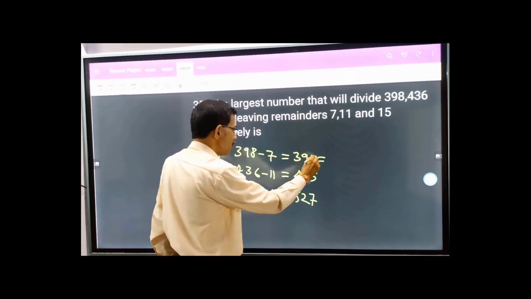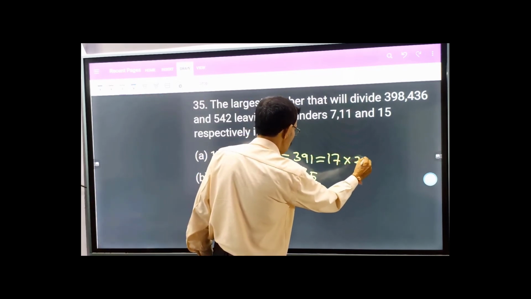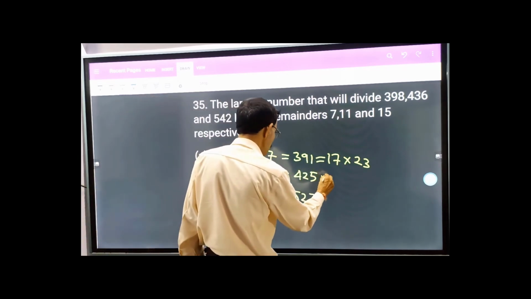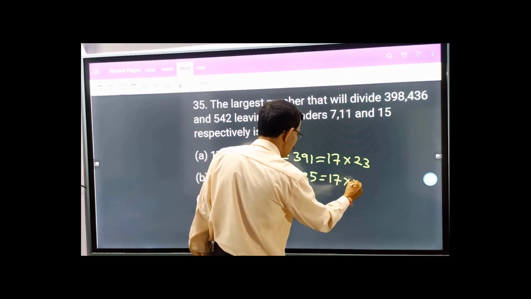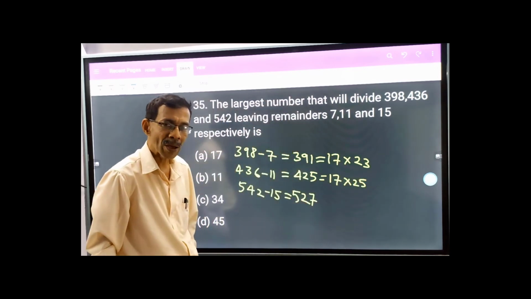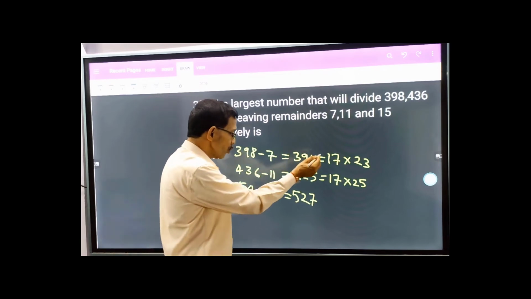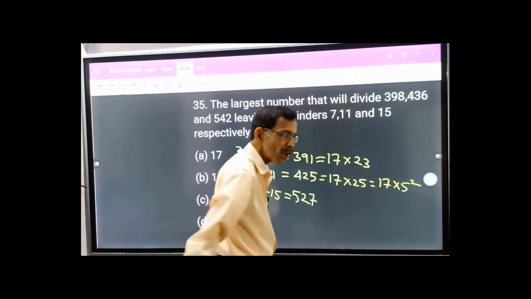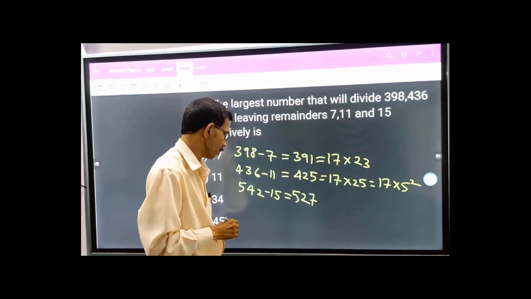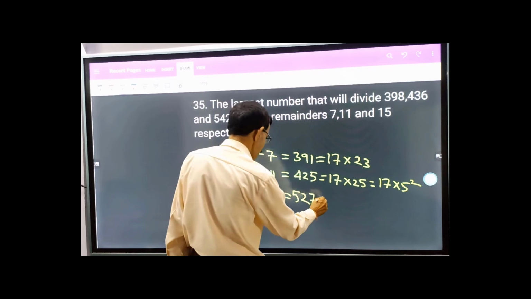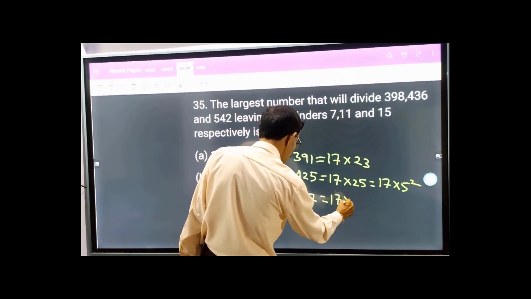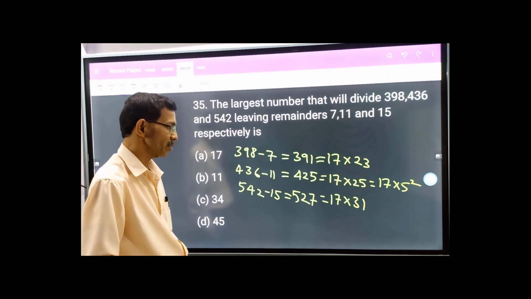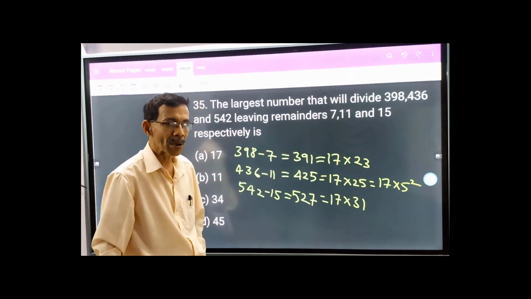So these numbers you make into prime factors. Here this will be 17 multiplied by 23. It works out as 391. And here this will be 17 multiplied by 25. And is 25 a prime number? No. So we have to further write this as 17 into 5 square because 5 is the prime number. The next one we can write as 17 into 31 which works out as 527. And 17 and 31 are prime numbers.